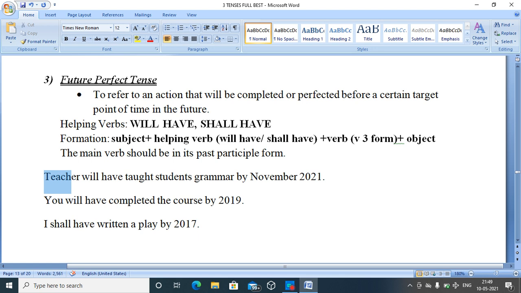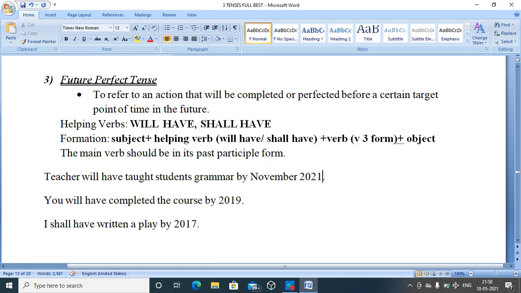By that time, this teacher, the subject of that action, is supposed to finish off this teaching. We'll have taught, but where this taught comes from, we have to see. Teacher, subject, will have. We opt from the available helping verbs, will have or shall have. So will have is opted here. Now teach, taught: V1, V2, V3. Teach is the basic form, V1 form, and we opt for the V3 form of the verb from that list, because it's a perfect tense and it demands the V3 form itself. The teacher will have taught students grammar, whatever it may be, by November 2021.